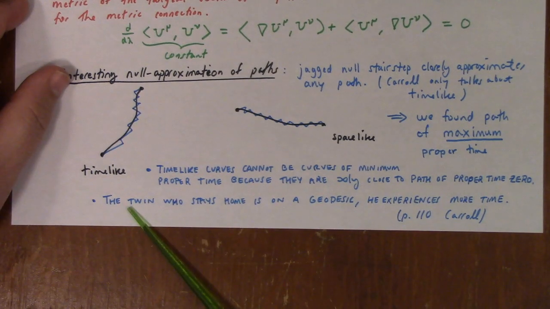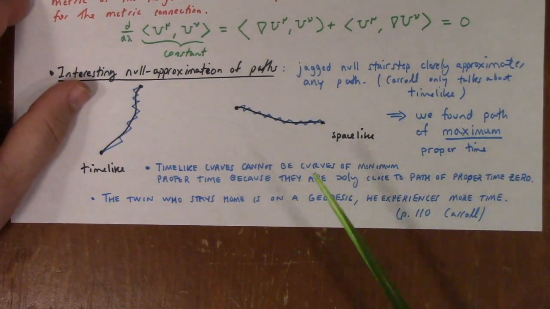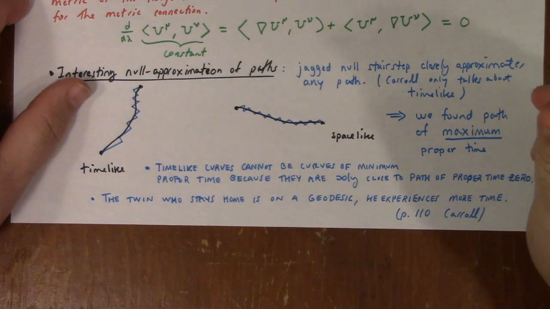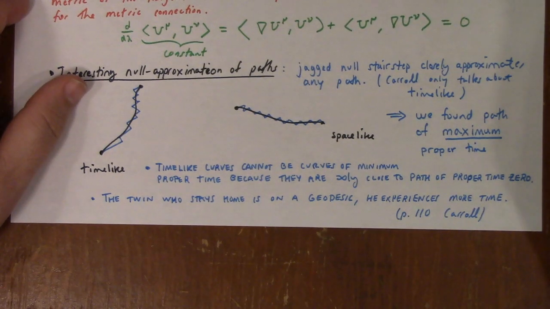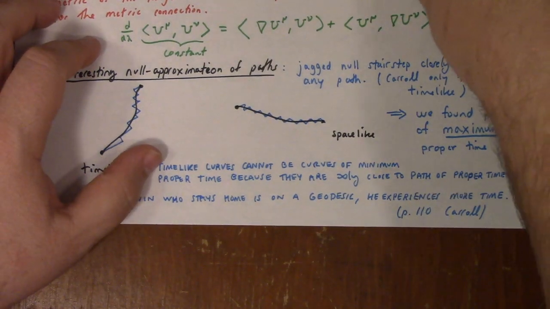And also, the twin. We talked about the twin paradox a little bit here, which is important to us, right? Because eventually we want to get back to that twin paradox problem for fun at the end. The twin who stays home is on a geodesic, so he experiences more time. All right, well, we'll come back to that.